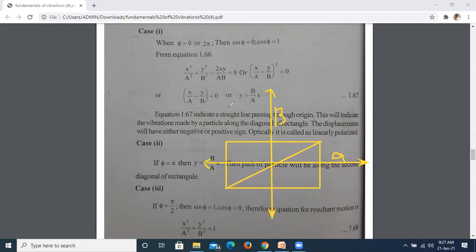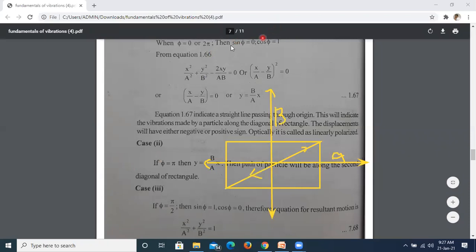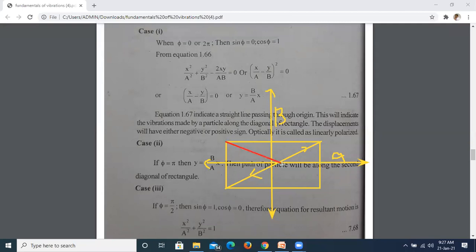So here you can show the directions. The resultant motion is along the straight line, and that will be repeated. The direction of the particle will be along the straight line, that is, along the diagonal of the rectangle. So for the second case, when phi is equal to 180 degrees or pi, the resultant motion is also a straight line, but this is the second diagonal of this rectangle. So here the direction of particle motion will be along this straight line. I hope you understand.